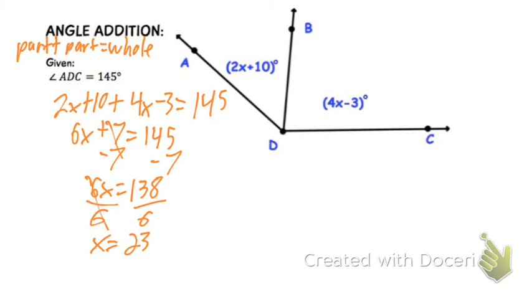Could we go back and find the measure of angle ADB now? Yeah, how? Plug it in. Could we find the measure of angle BDC now? How? Plug it in. Awesome, let's plug it into angle ADB. So instead of 2x plus 10, it's 2 times 23 plus 10. What is 2 times 23?